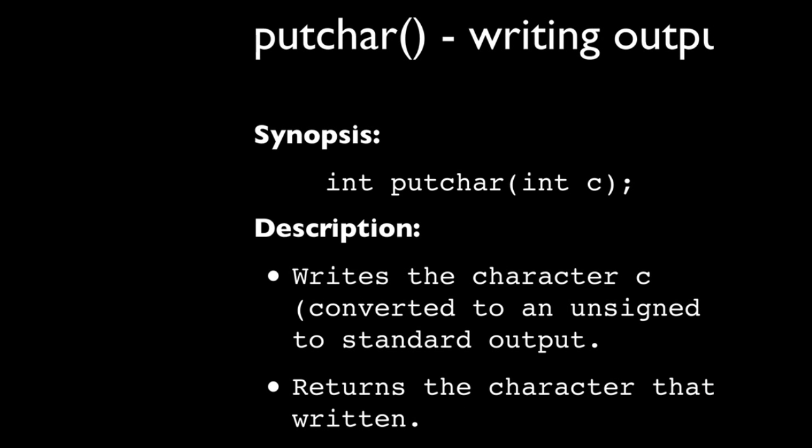The analog to getchar is putchar, and putchar is what we use to write to standard output. So if we're on a command line, standard output would actually go to the terminal window itself. putchar takes a character, or actually an int, and writes that character or int to standard output, but it's going to convert it to an unsigned char. And the return value of putchar is the character that was written.